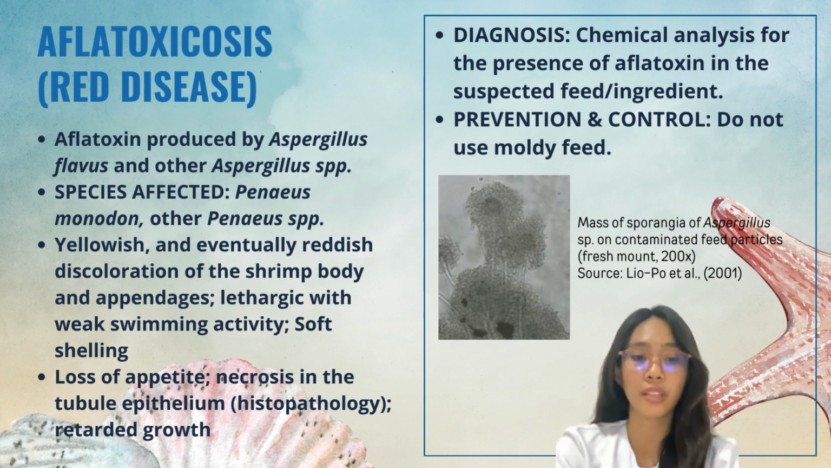Affected animals become lethargic with weak swimming activity near pond dikes. Soft shelling can also be observed. Histopathologically, necrosis in the tubule epithelium that proceeds from the proximal portion of the tubules, the peripheral tubule tips, and the hepatopancreas can be observed. Growth will also be retarded. Affected shrimps will not survive for more than 30 seconds when collected from the feeding trays. There will also be loss of appetite.